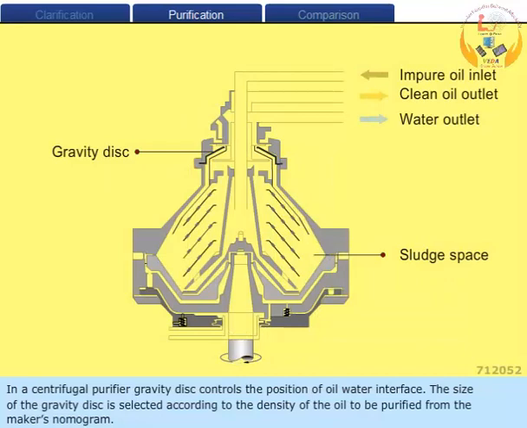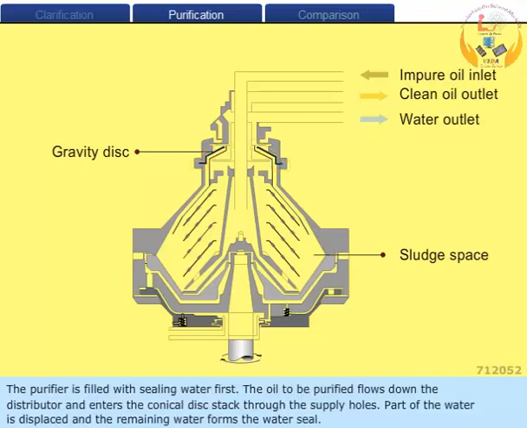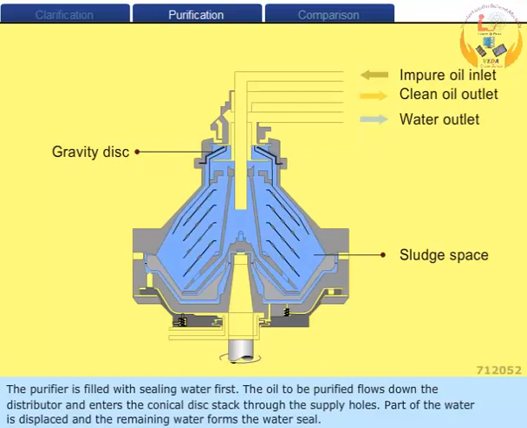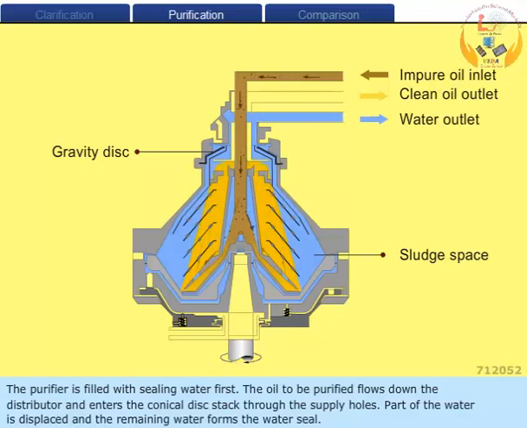In centrifugal purifier, gravity disk controls the position of oil-water interface. The size of the gravity disk is selected according to the density of the oil to be purified from the maker's nomogram. The purifier is filled with sealing water first. The oil to be purified flows down the distributor and enters the conical disc stack through the supply holes. Part of the water is displaced and the remaining water forms the water seal.